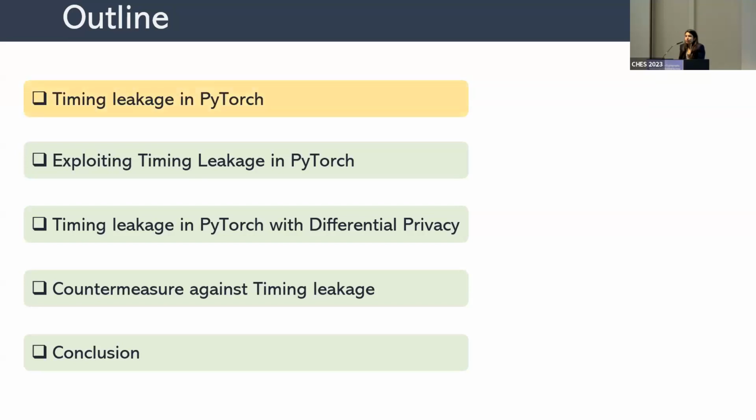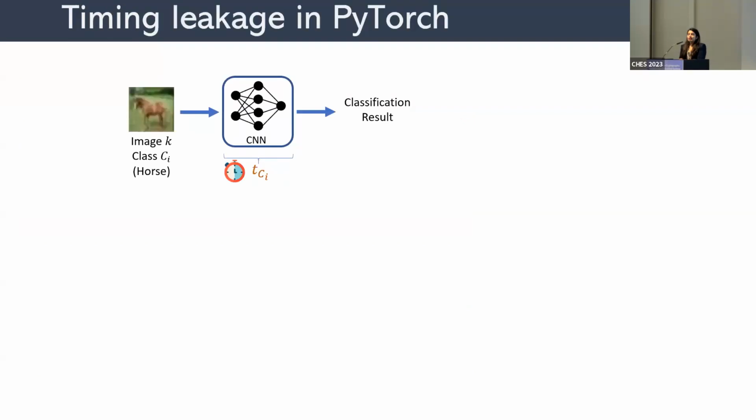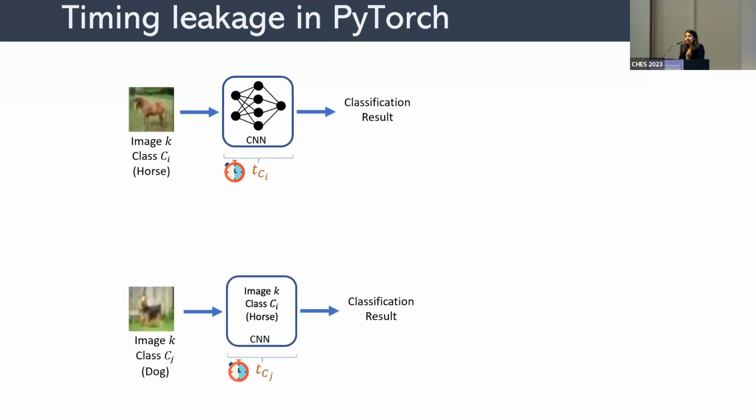So, timing leakage in PyTorch. Let's say we have a CNN model, and we give as input an image of a certain class C_i. Let's say in this case, it's a horse, and we get the classification result. To get this classification result, the overall inference time is T_Ci. Now, again, we have some other image, let's say of class C_j, and it's class dog. And so I think there's some issue.